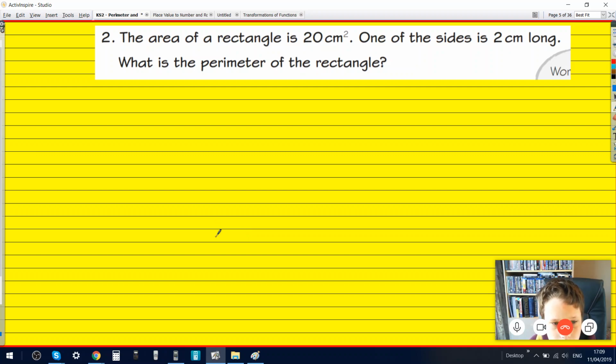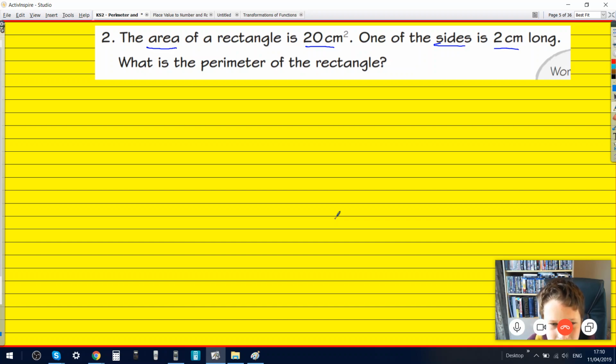So the area is 20 centimeters squared. One of the sides is 2 centimeters long. What is the perimeter of the rectangle? So the area of it is 20 centimeters cubed. No, squared. And one of the sides is 2 centimeters long. So what is the perimeter of the rectangle?